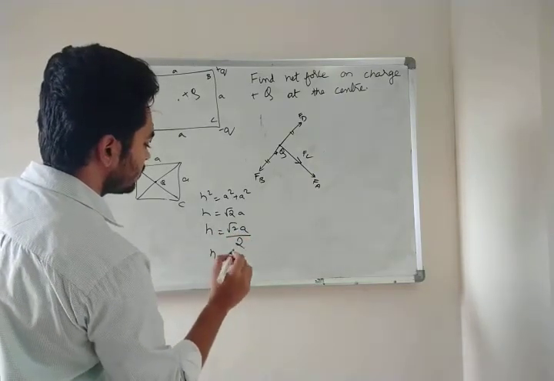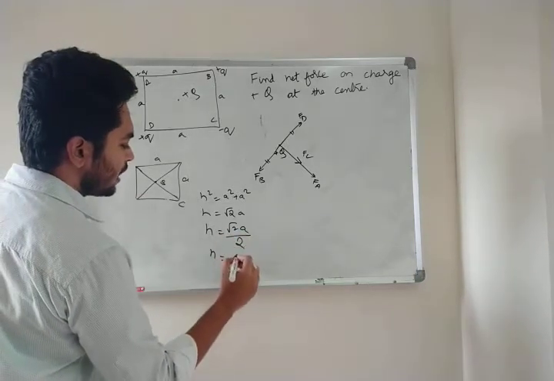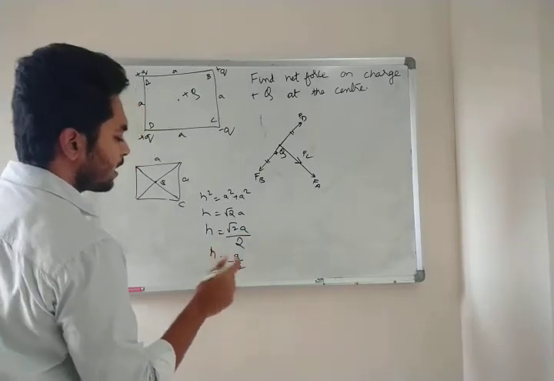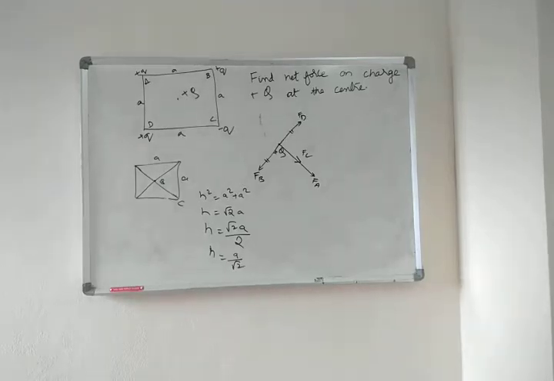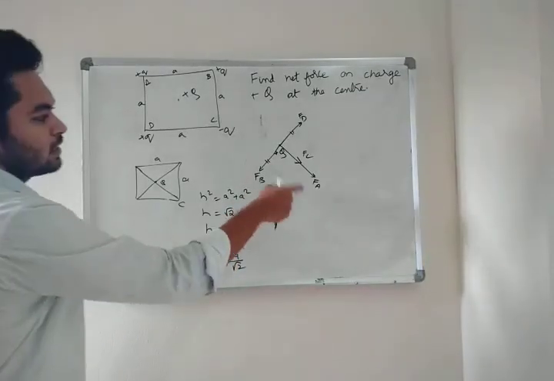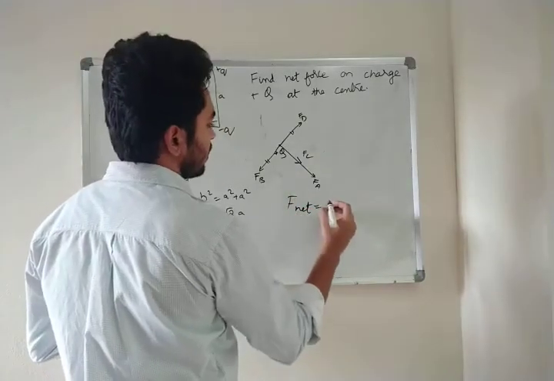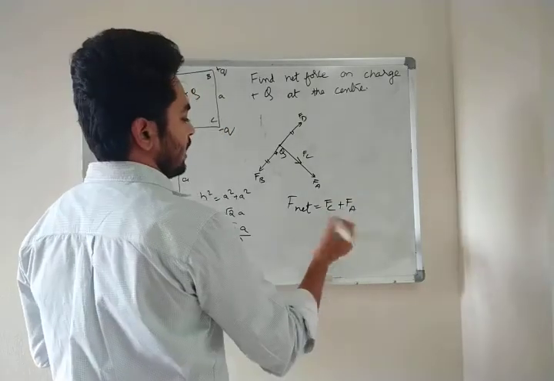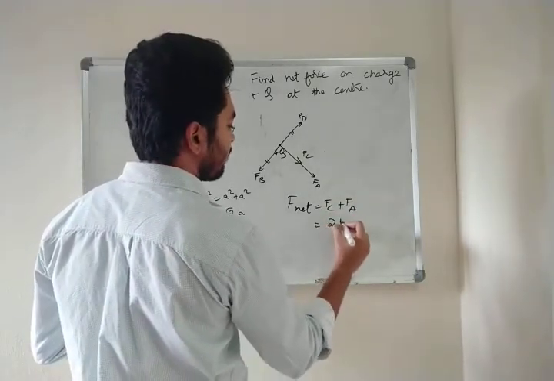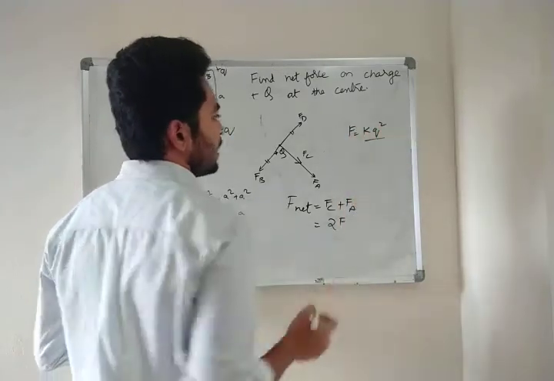So this half part QC is equal to how much? Root 2 once, a by root 2. A by root 2. Clear? Understood? Now we just need these two forces. So F net is equal to FC plus FA. Now what is FC? FC you can directly write 2F. Now what is F? F is k q square by, here, a square.